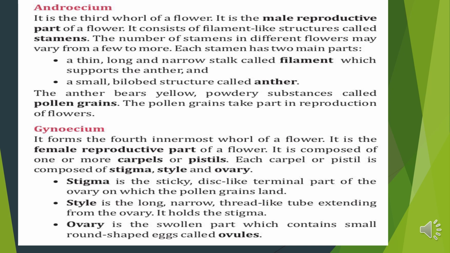Now the last one, gynoecium. It forms the fourth innermost whorl of a flower. It is the female reproductive part of a flower. It is composed of one or more carpels or pistils. Each carpel or pistil is composed of stigma, style and ovary. Means gynoecium has stigma, style and ovary. Stigma is the sticky disc-like terminal part. Style is the long, narrow thread-like tube. Ovary is the swollen part which contains eggs, which are called ovules.